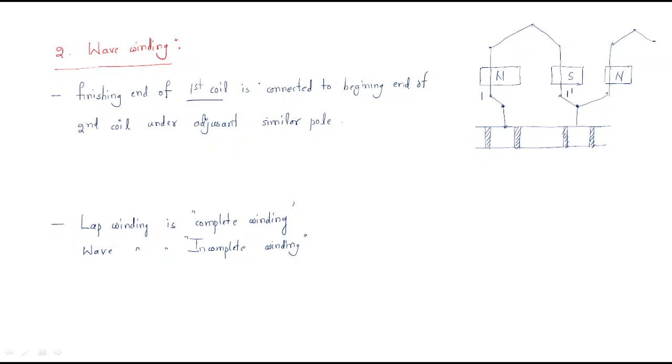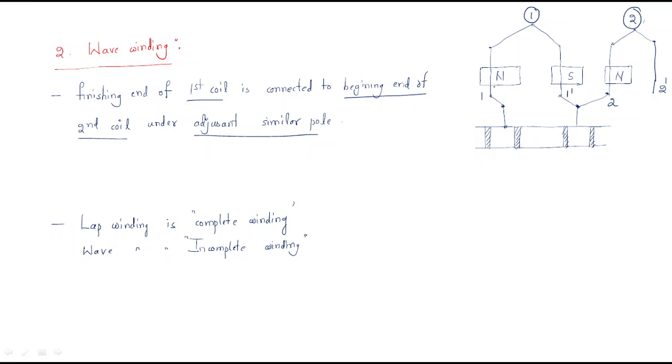The finishing end of the first coil is connected to the beginning end of the second coil. Just look here, this is the beginning end of the second coil. This is the first coil and this is the second coil. The same thing: this is 2 and this will be 2 dash. So this is the second coil, the starting coil. The most important thing here is that the second coil is under the adjacent similar pole.